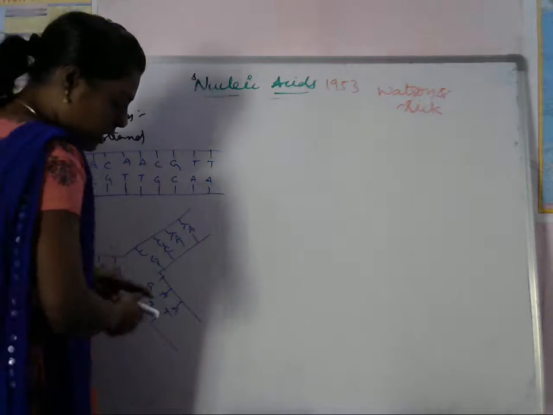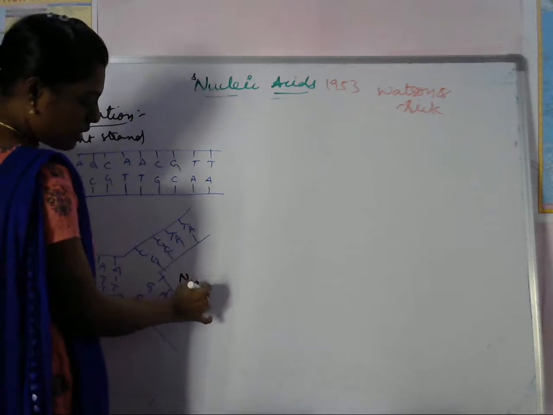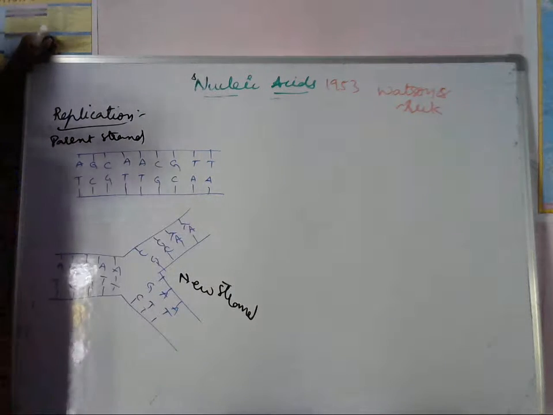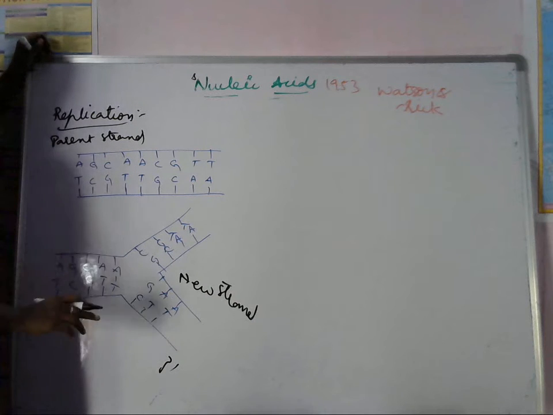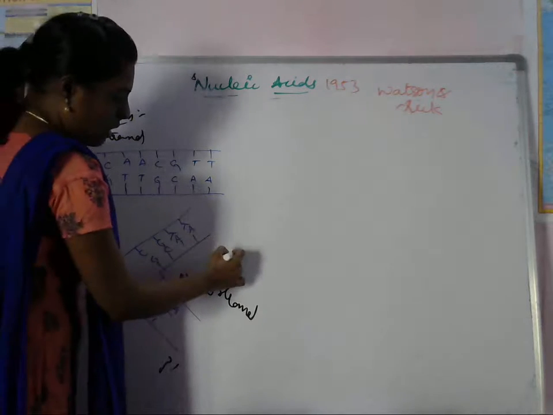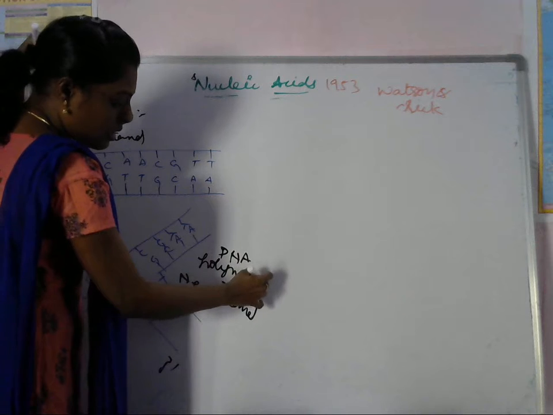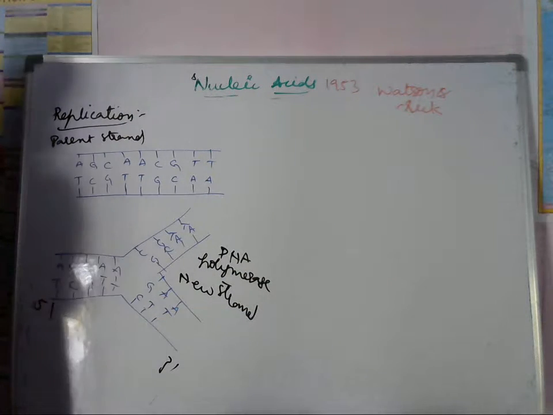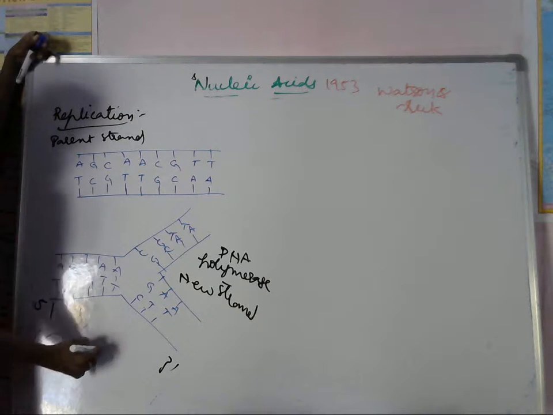Okay, so this is called the new strand. This is called the new strand. This is 5 prime to 3 prime. Okay, so like this it will give this. Okay, so this is the DNA polymerase enzyme which helps in DNA synthesis. Okay, DNA synthesis like this. So if you see this one, we'll get the double helix.